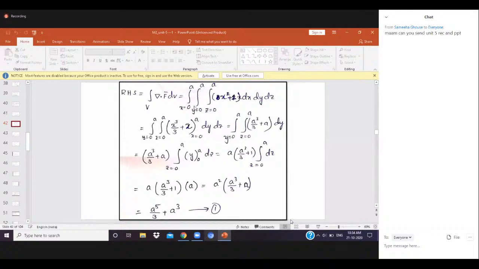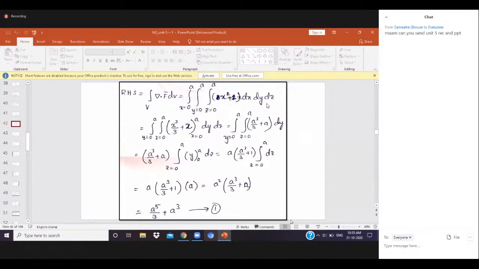So the limits are x from 0 to a, y from 0 to a, z from 0 to a, and the integrand is x square plus 1, dx dy dz. Here all the limits are constant, so we can evaluate the integral with respect to any variable first. With respect to x no problem, with respect to y no problem, with respect to z no problem. Here all the limits are the same, so there is no confusion.